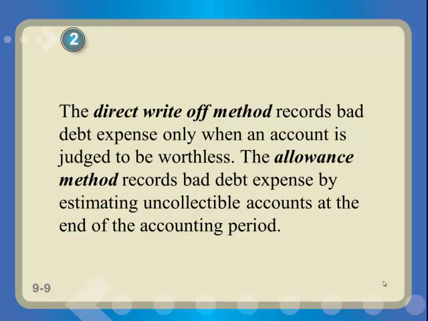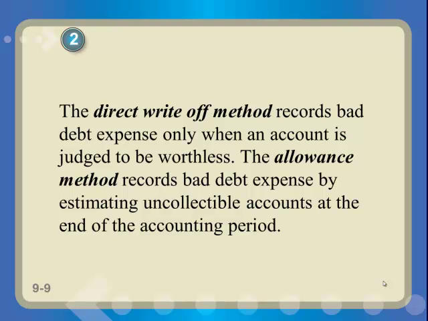The direct write-off method records the bad debt at the time that it's uncollectible, when it is judged to be worthless. That's when the customer calls you up and says, I'm sorry, I'm not paying you, get over it, or they die, or they go out of business, or they file bankruptcy. You really don't expect to get any more money from them. You can't get blood from a turnip.